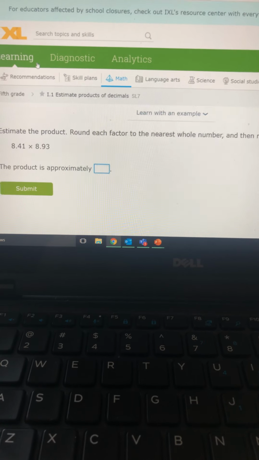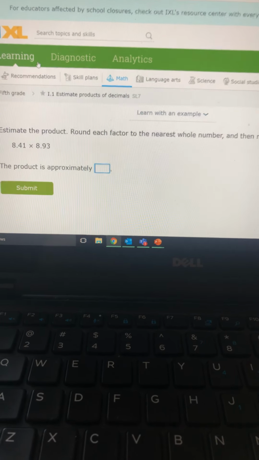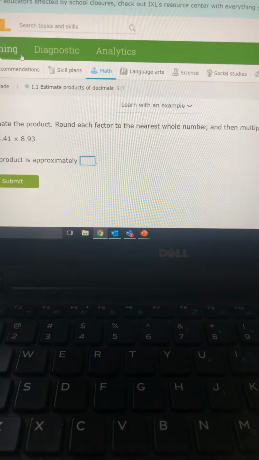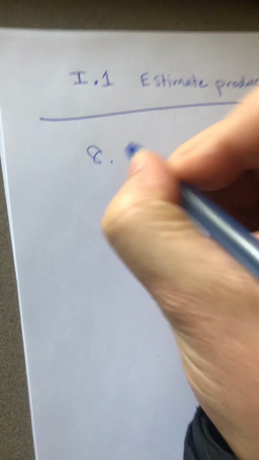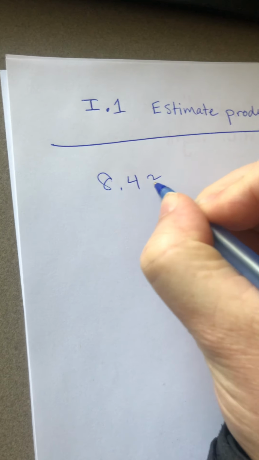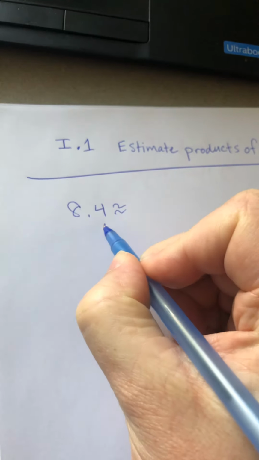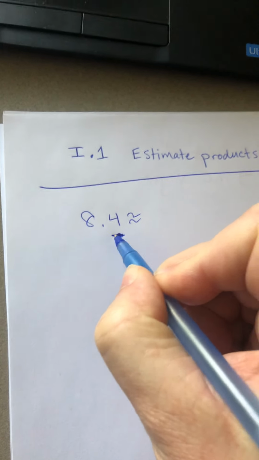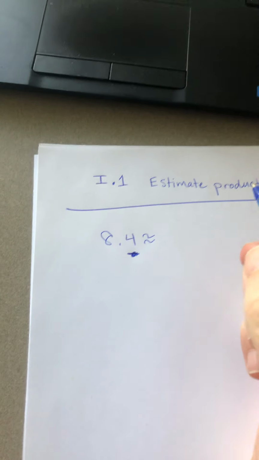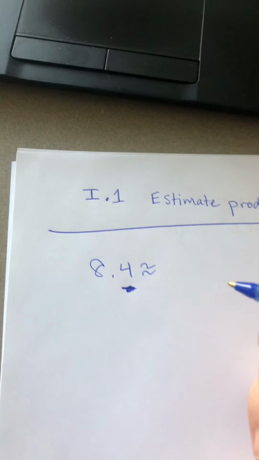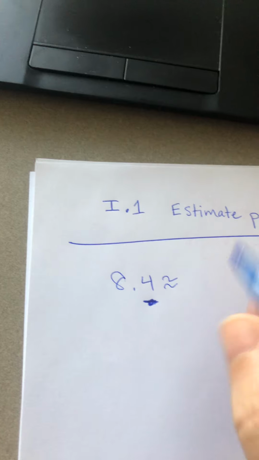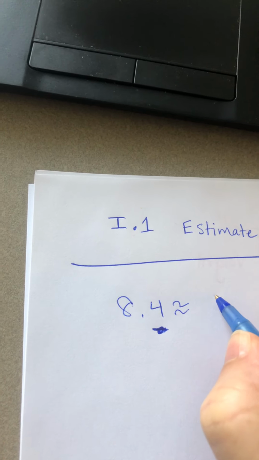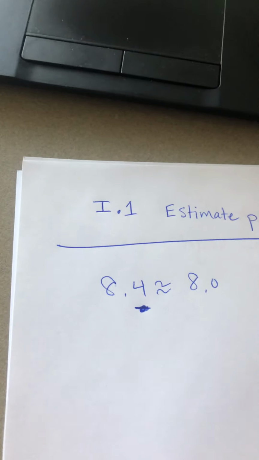8.41 times 8.93. So with 8.4, you want to look here. Let's see, 8.4 is approximately, look here, right? Look here at the 4. Is that less than 5? Yes. So if it's less than 5, you round down. So this is actually approximately 8.0.